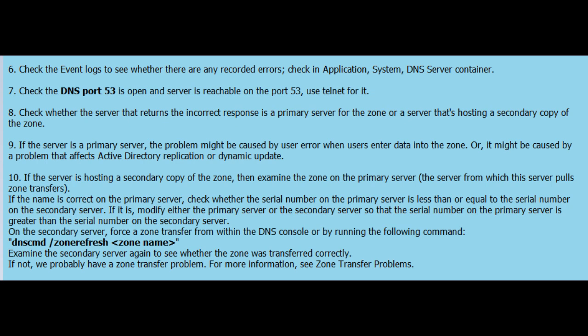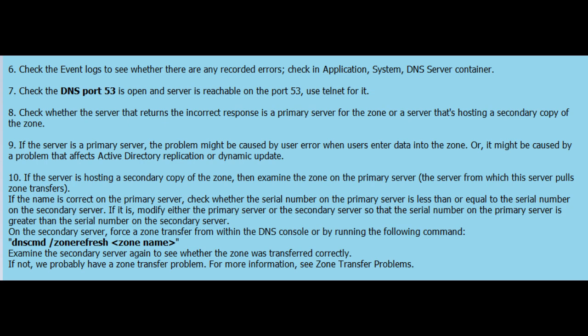6. Check the event logs to see whether there are any recorded errors. Check in Application, System, DNS Server Container. 7. Check the DNS port 53 is open and server is reachable on port 53. Use Telnet for it. 8. Check whether the server that returns the incorrect response is a primary server for the zone or a server that's hosting a secondary copy of the zone.